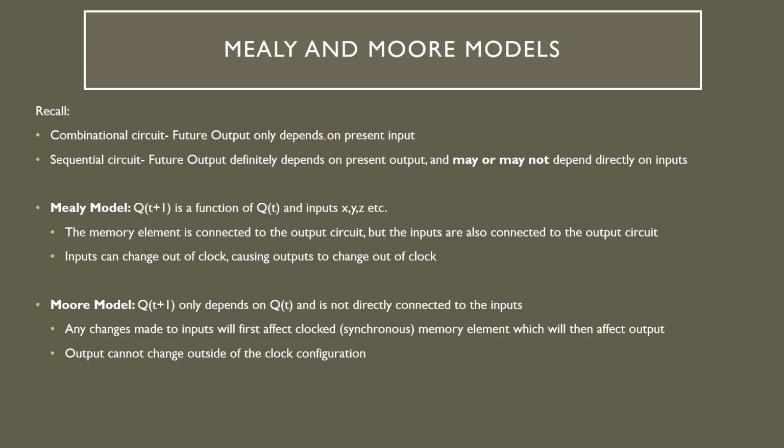So a quick recap. In a combinational circuit, the future output only depends on present input. In a sequential circuit, the future output definitely depends on present output and may or may not depend directly on inputs. What do I mean by directly on inputs? Well, if I have a memory module and I have inputs X and Y into it, and then I pull out something here, I have a circuit and it goes to the output. The output here depends on the memory module. That is, only when the memory module's output updates does this output update. So if I change X and Y halfway through a clock cycle, it won't change the output instantly. I have to wait for the clock to rise or fall, or both, and then that'll change the output.